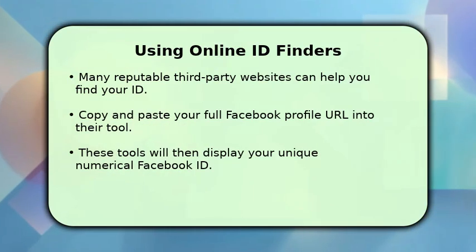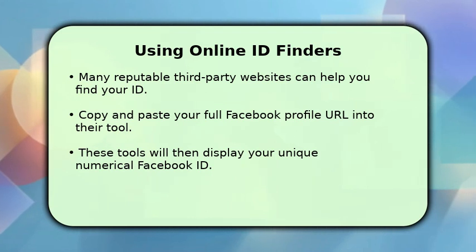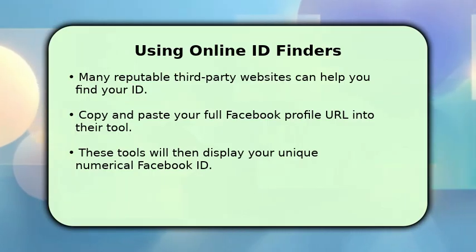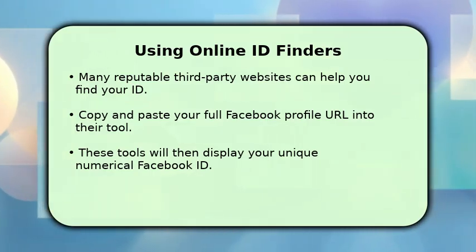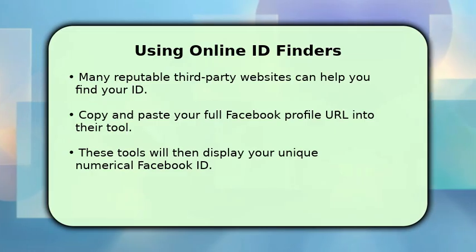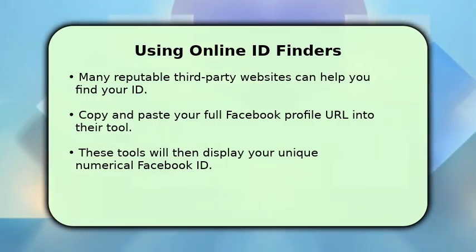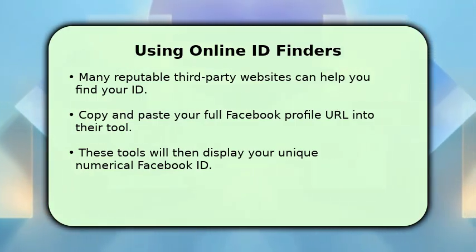If your profile URL is customized, or you prefer an alternative, online ID finder tools are incredibly useful. There are several trusted websites available that specialize in this. You just need to copy your complete Facebook profile URL and paste it into the designated field on their site. With a single click, these tools will process the information and instantly reveal your unique numerical Facebook ID. It's a quick and efficient way to get the number you need.